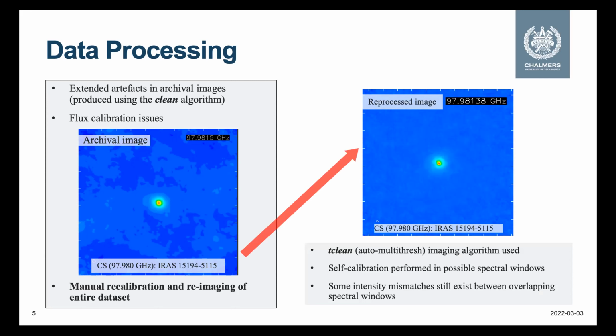And so we used tclean and self-calibration wherever possible, even though that did not really help much. And some intensity mismatches still exist between the overlapping spectral windows, but this has been reduced to less than 20%, which is still significant, but much better if you compare to the archival data.